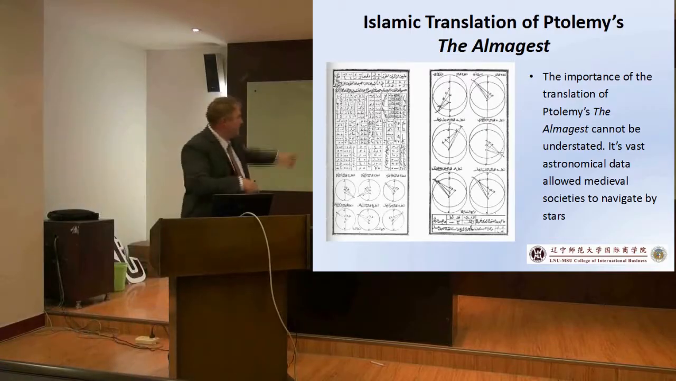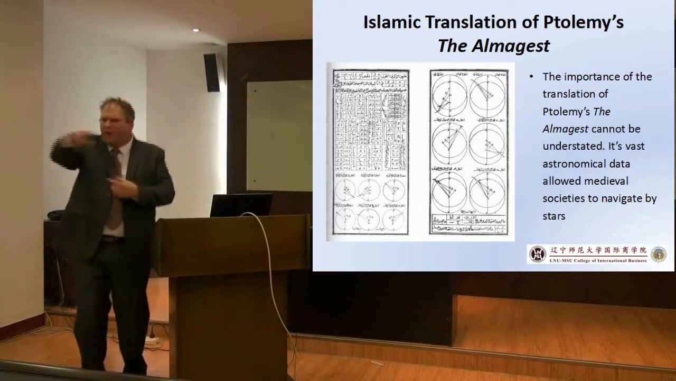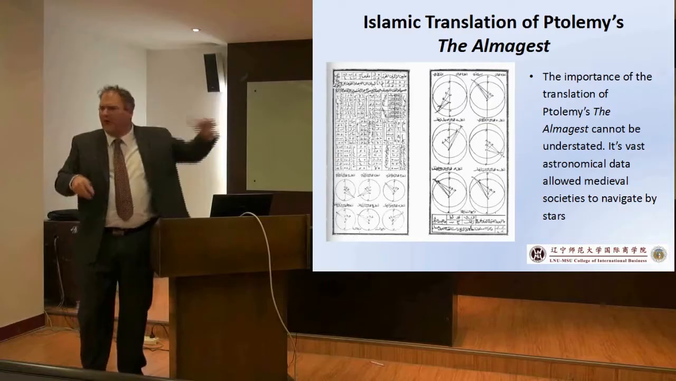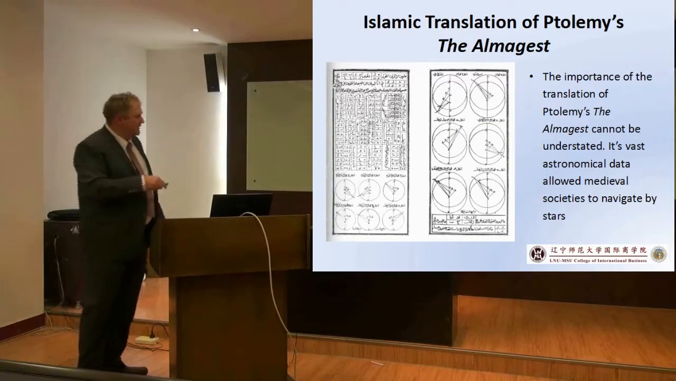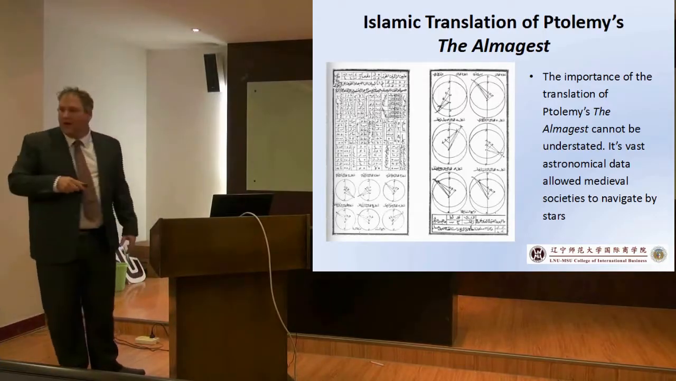So they translated this because it gives all the positions of the stars, the moons, different times of the year, all the periods of the moon. The sun has a period of 11 years and different ones. All these things were recorded. Okay? It allowed medieval societies to navigate. So it's just an example of a translation.